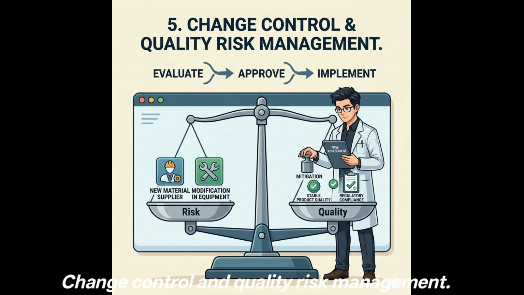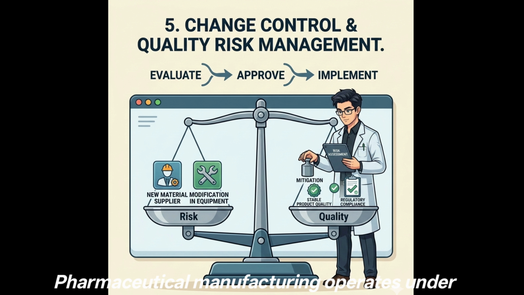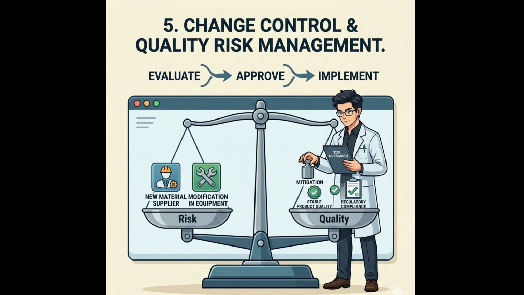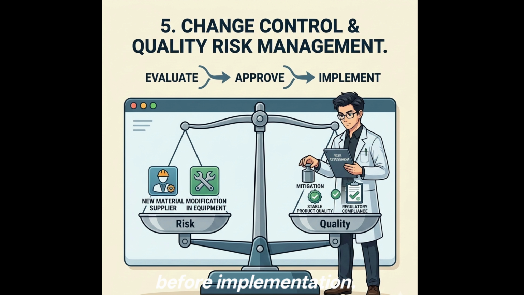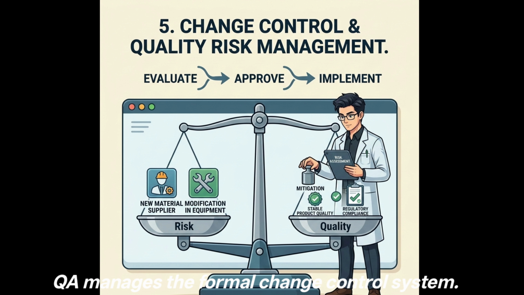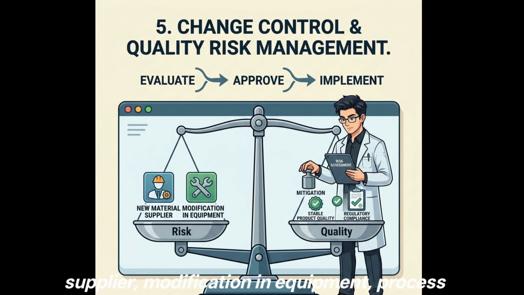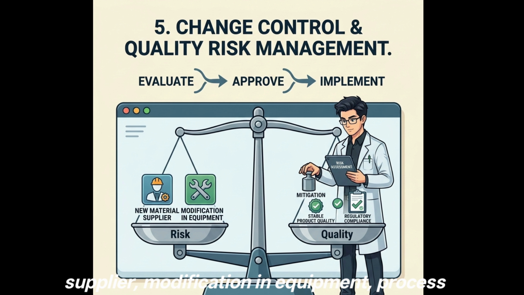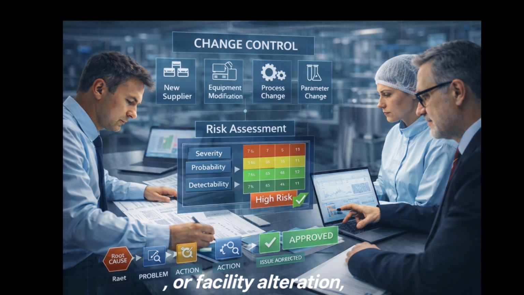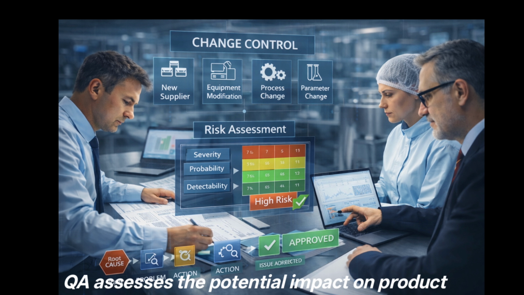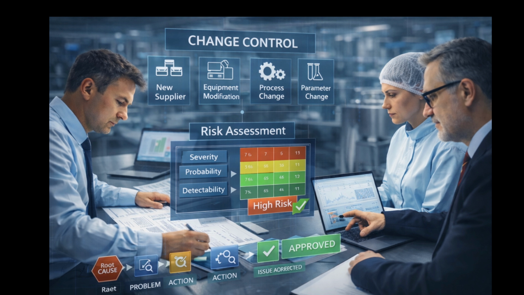5. Change control and quality risk management. Pharmaceutical manufacturing operates under strict control, and any change must be carefully evaluated before implementation. QA manages the formal change control system. Whether the change involves a new raw material supplier, modification in equipment, process parameter adjustment, analytical method update, or facility alteration, QA assesses the potential impact on product quality, validation status, and regulatory filings.